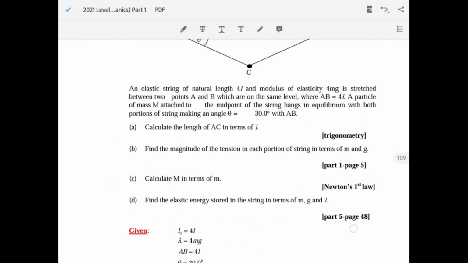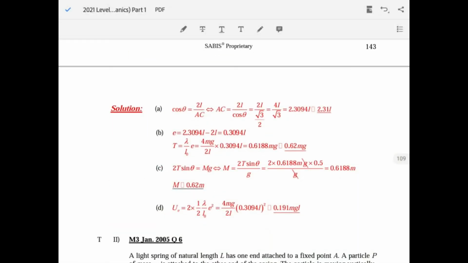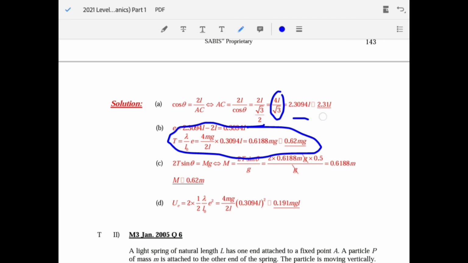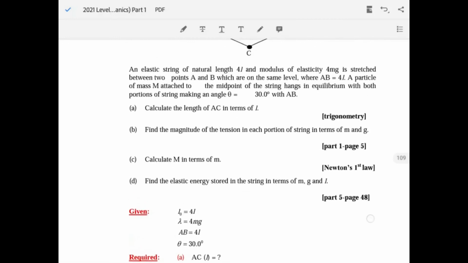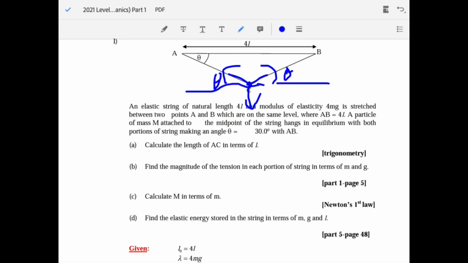Looks so far good. Calculate M in terms of m, small m. I'm just making sure of this part here. So 4 over root 3 minus 2L, yeah, makes sense, sorry. So see, calculate mass M. Now you have to deal with this M. So you draw the free body, you have tension, and you have this sine. Okay, so since it's symmetric, you know the T's are equal.